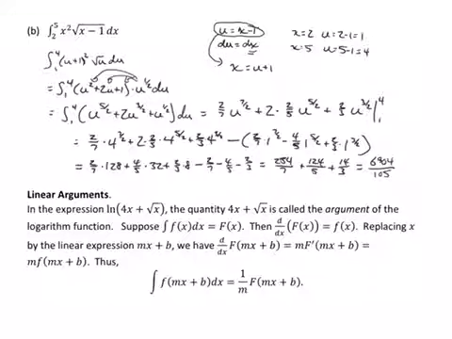And I've done the calculations for us. It turns out to be an answer of 6,904 over 105.